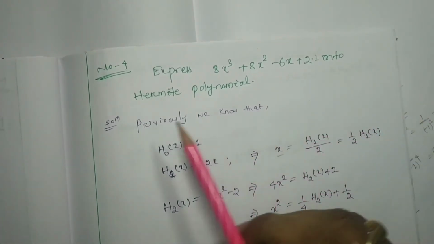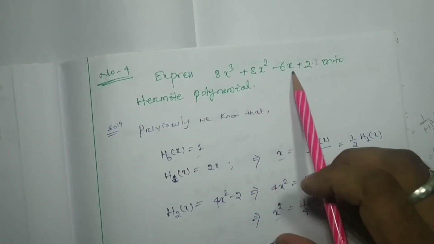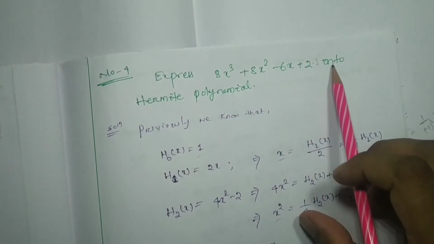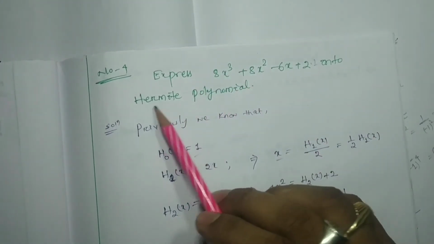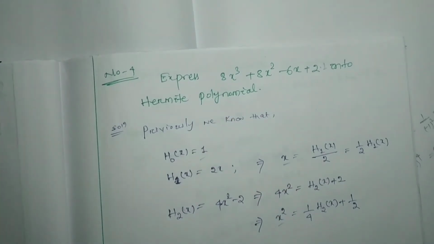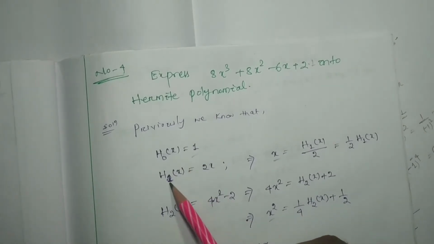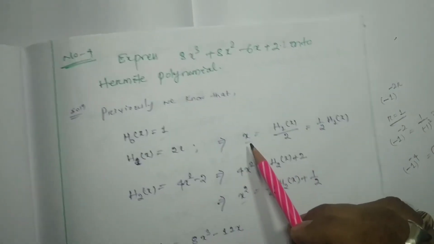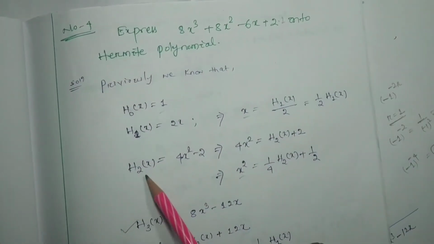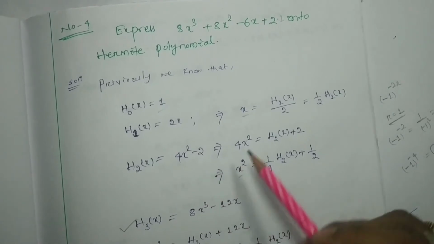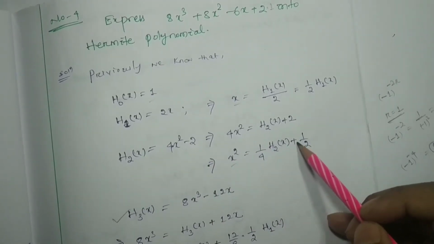Now next question is 8x cube plus 8x square minus 6x plus 2. This polynomial is going to be expressed in terms of Hermite polynomials. How are we going to express it? We know that H0(x) equals 1, H1(x) equals 2x, that implies x will be equal to 1 by 2 H1(x). H2(x) we know is 4x square minus 2, that implies x square will be equal to 1 by 4 H2(x) plus 1 by 2.